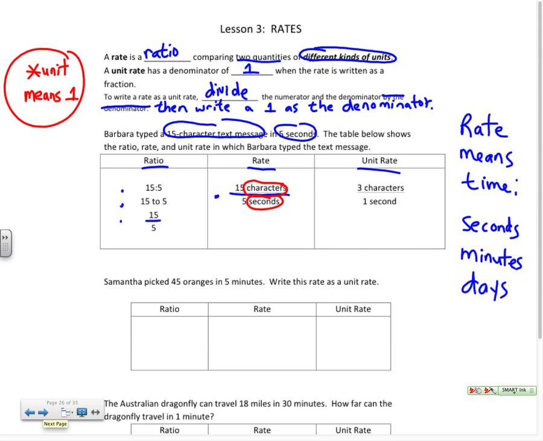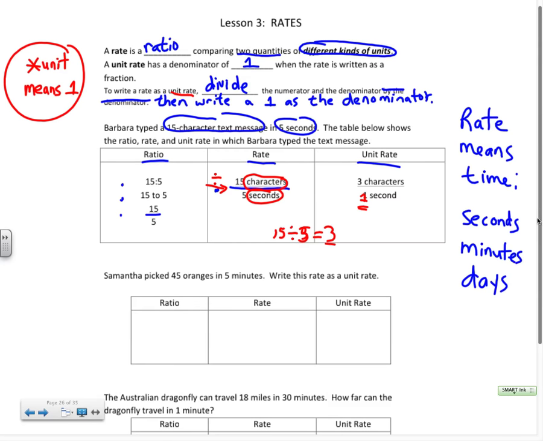And then the unit rate. To write a unit rate, like we said, we divide the numerator by the denominator. Remember that this fraction bar also means divide. So how did we get the unit rate? 15 divided by 5 equals 3. So 3 is the numerator, and we just make a 1 the denominator. So unit rate means over 1. So let's try our example here.